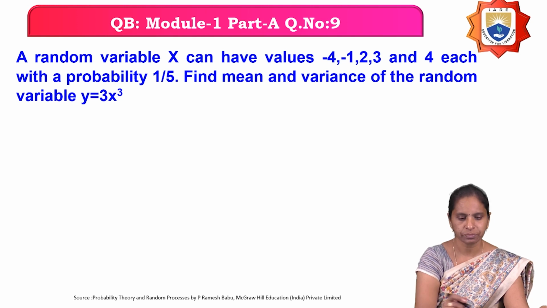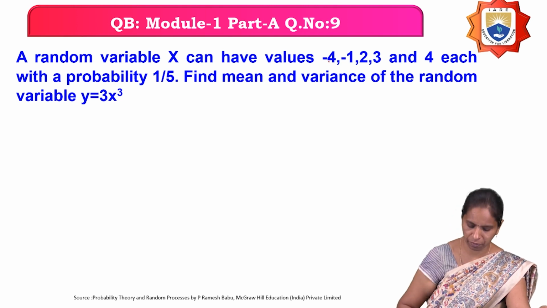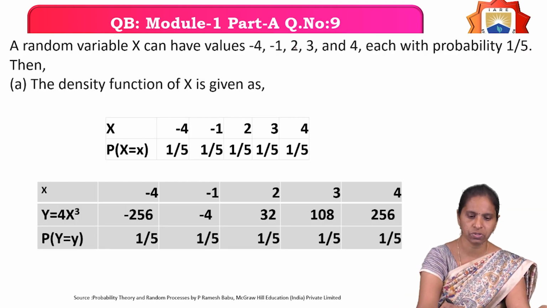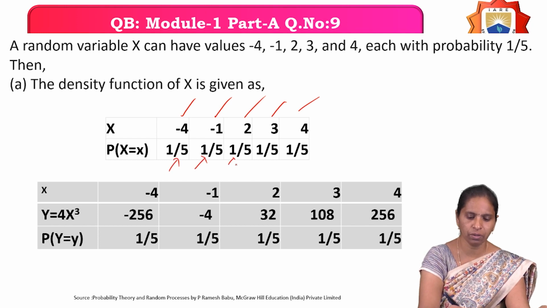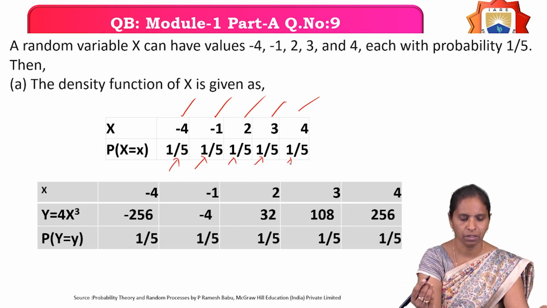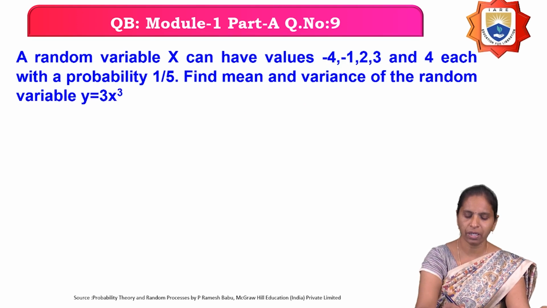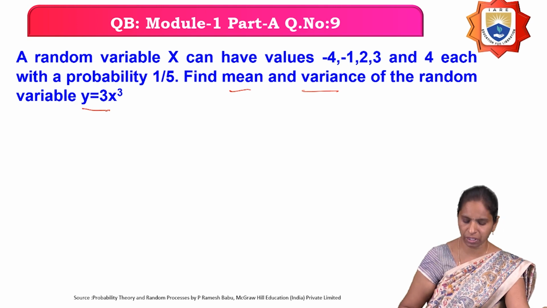Next one is, a random variable x can have values -4, -1, 2, 3 and 4, each with a probability of 1 by 5. Find the mean and variance of the random variable y equals 3x cube. So what is given is that a random variable x has the values -4, -1, 2, 3 and 4, and the probability is 1 by 5, 1 by 5, 1 by 5. You have to calculate the mean and variance of the random variable y equals 3x cube.